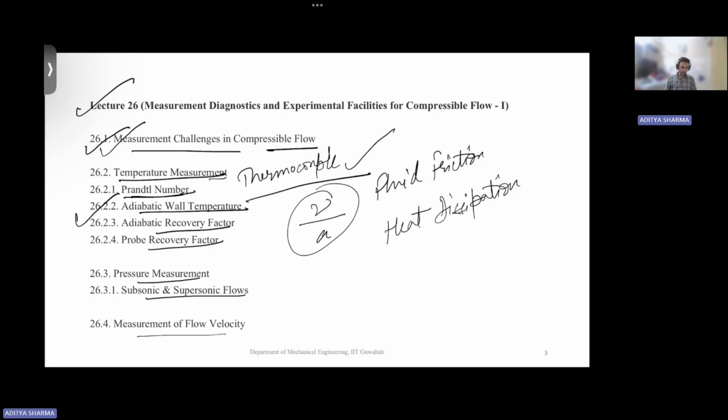Then adiabatic wall temperature is that if the flow is happening on some surface, and that surface we keep insulated, the temperature it experiences is the adiabatic wall temperature. The adiabatic recovery factor and probe recovery factor basically are to measure how accurately we can get the actual temperature measurement.